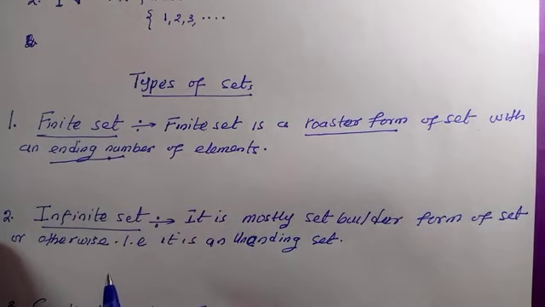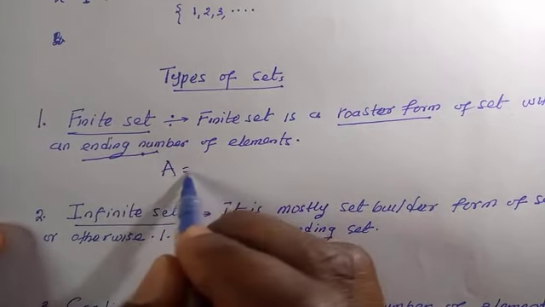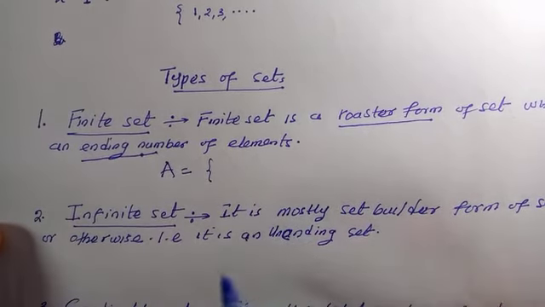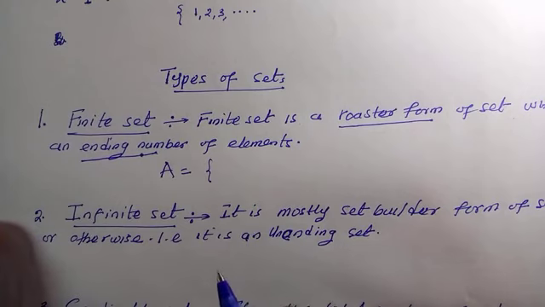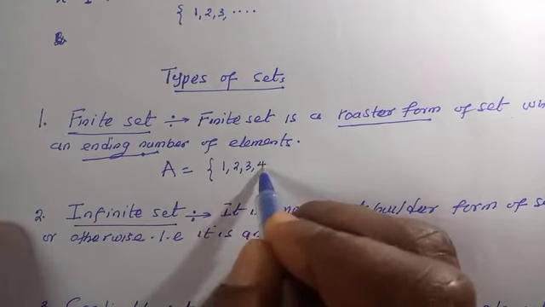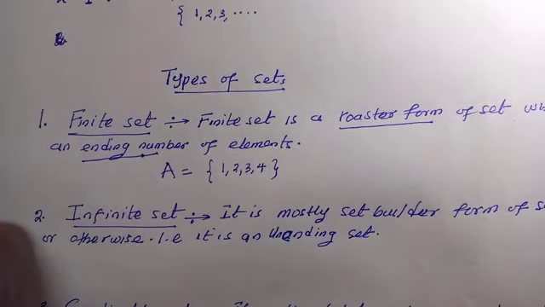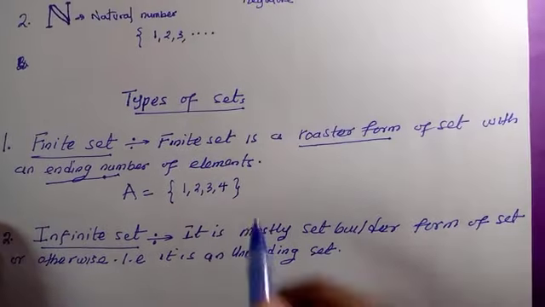If you are given a set, when the elements in it are defined and it has an ending, we call it a finite set. It can be in roster form, and sometimes it can also be in set builder form, but with a condition that it must have an ending.